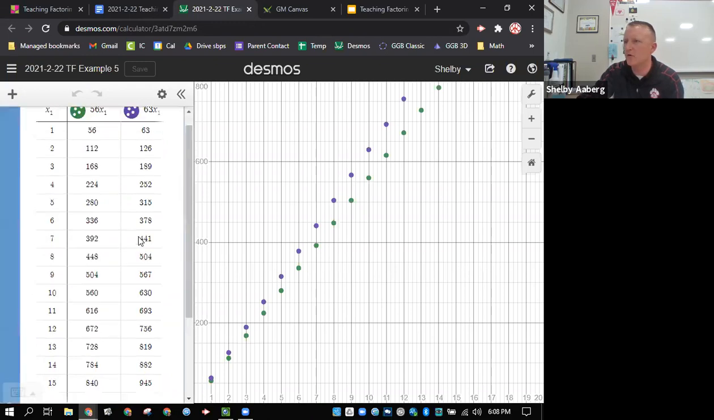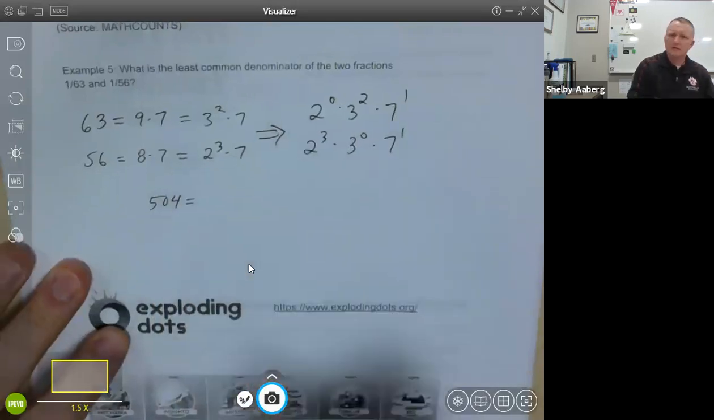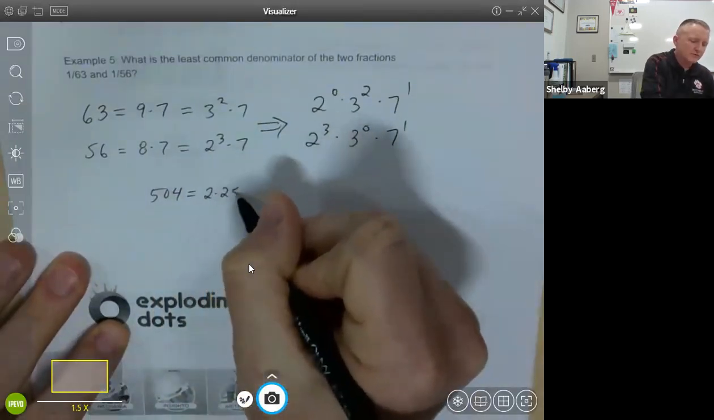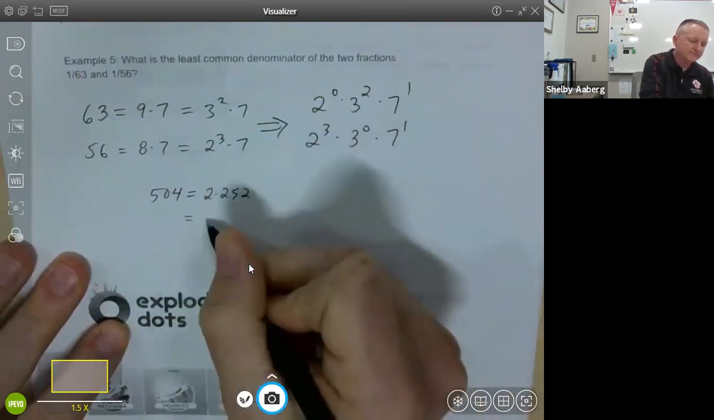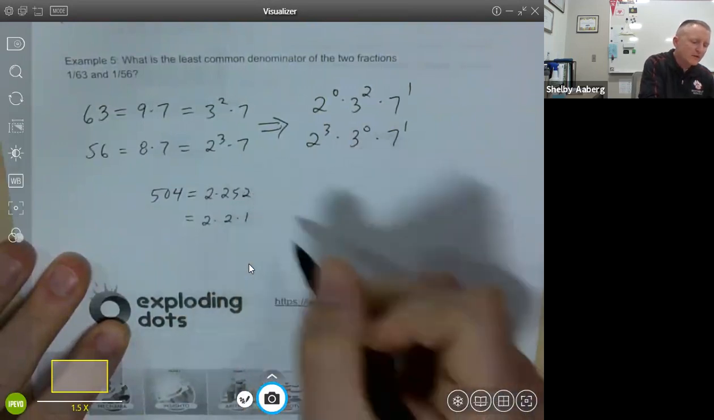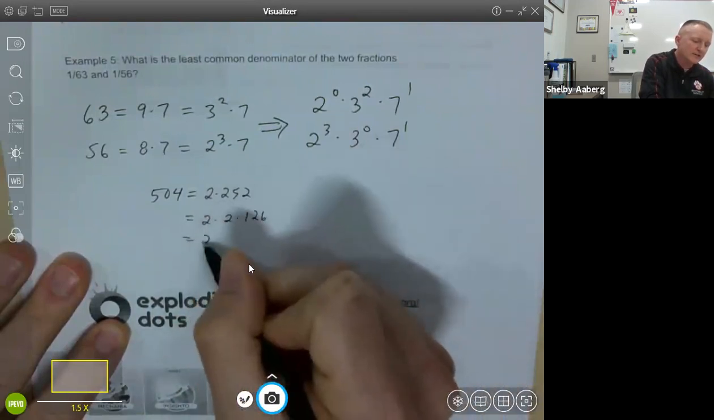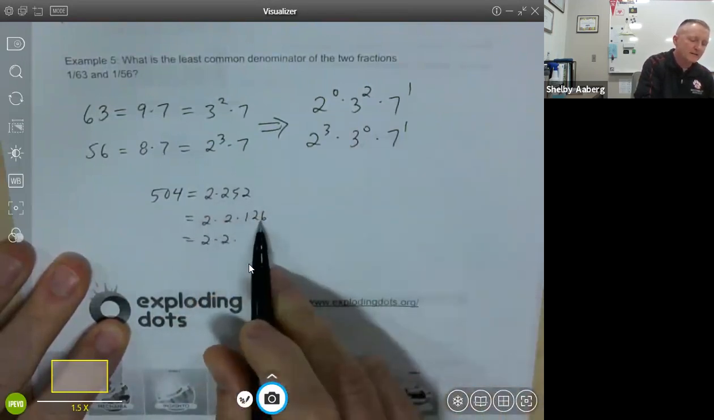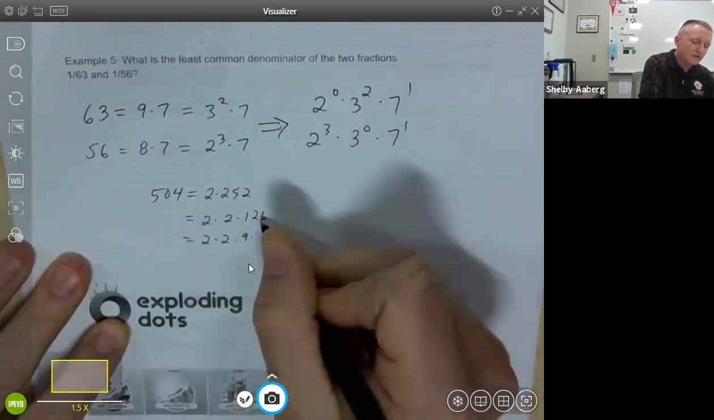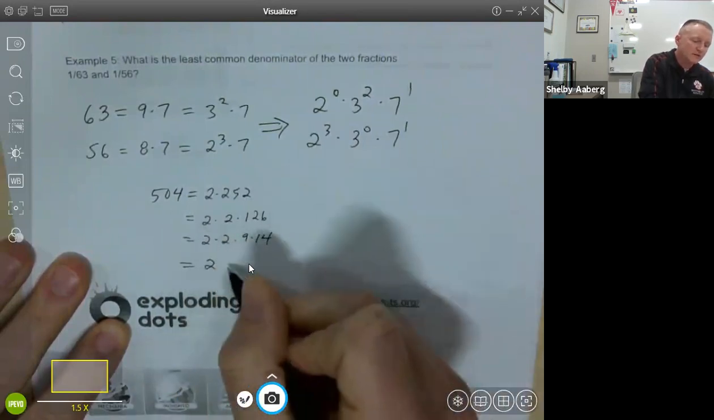If we discover that the answer is 504, the least common multiple between the two, if I write out its prime factorization, what is 504? Well, I know it's 2 times 252. And we can keep working on it. 2 times 128, nope. 126, yes, there it is. 9 times 14.